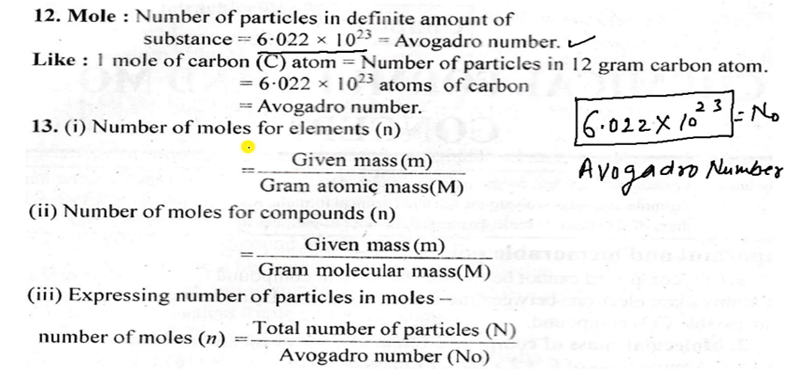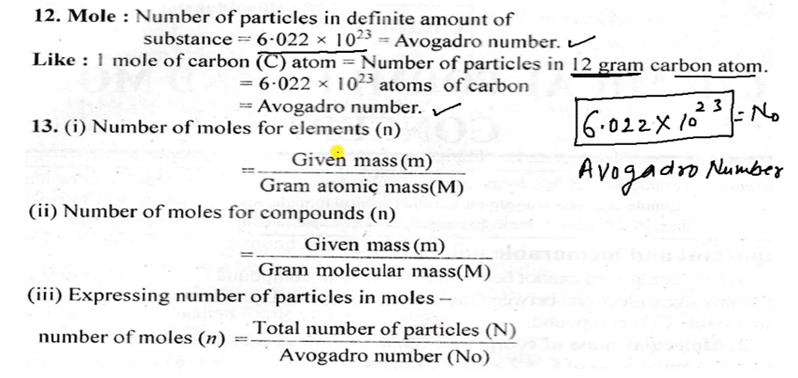So how can we find the number of molecules for elements? First of all, 1 mole of carbon: what is the meaning of 1 mole of carbon atom? The number of particles in 12 gram, that is the atomic mass. 12 gram of carbon has 6.022 into 10 to the power 23 atoms of carbon, and that is called the Avogadro number. So let us see the 13th point, that is the number of molecules of elements.